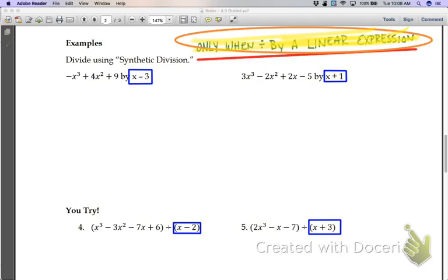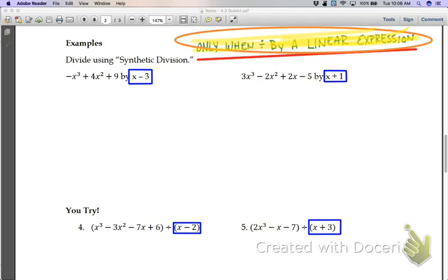You cannot use synthetic division whenever you have an x squared, an x to the third, an x to the fourth, an x to the 10th, and everything else in between. It's only when the power for your x is 1. Did I make myself abundantly clear by saying that multiple times? Judging by your silence, I'll take that as a yes.